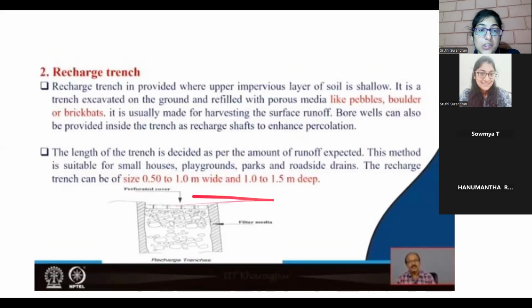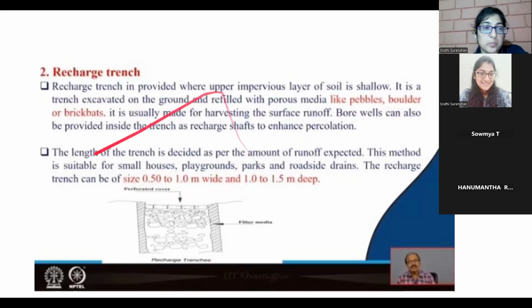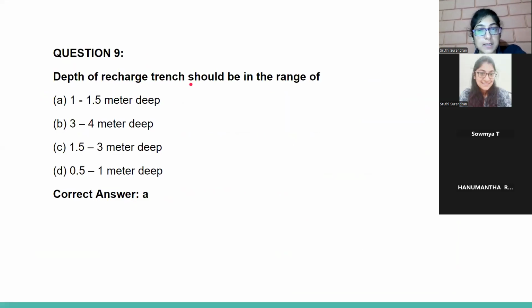So the three important points here are that the upper impervious layer of the soil is shallow. If the soil is impervious, but the impervious layer is only shallow, then a recharge trench is one of the structures that can be constructed for artificial recharge in such a place. Not only that, the width has to be 0.5 to 1 meter and the depth has to be 1 to 1.5 meter. These are the three important points under recharge trench. The question here was what should be the depth? 1 to 1.5 meter deep will be the answer.